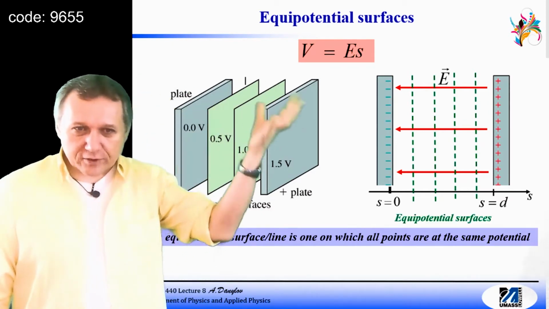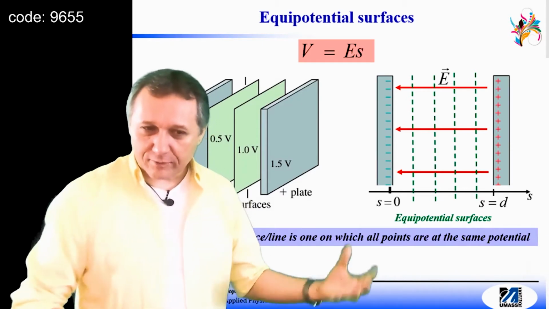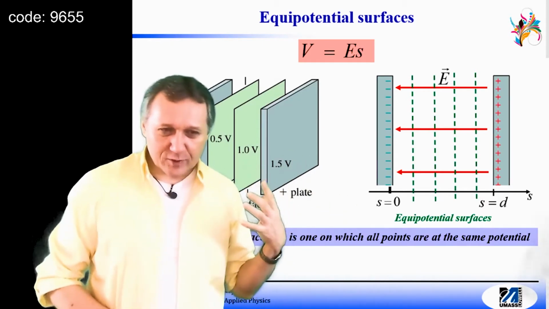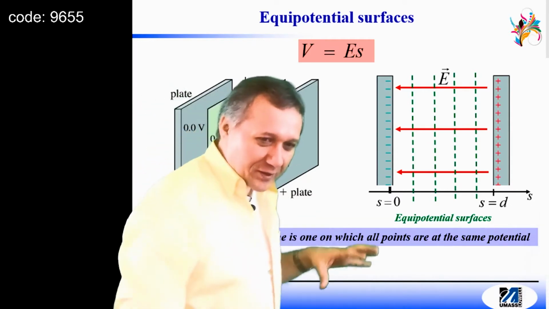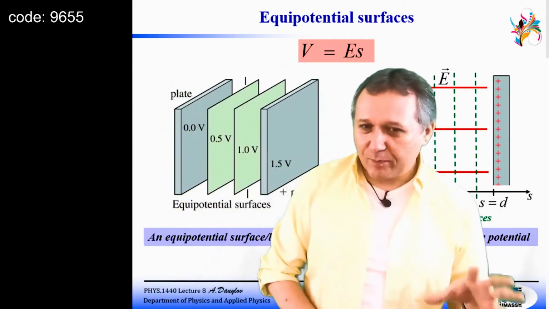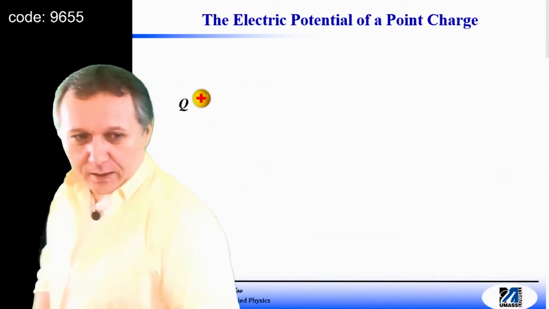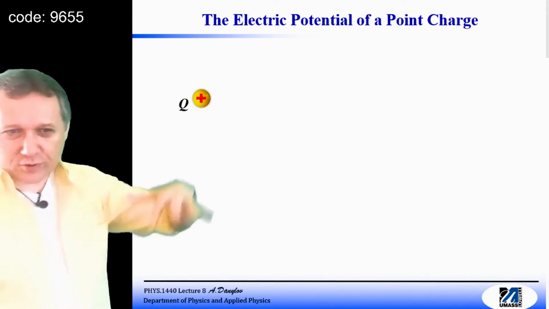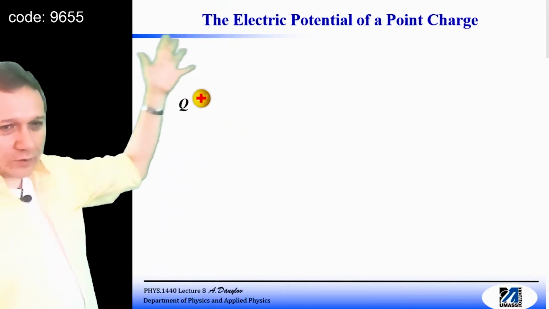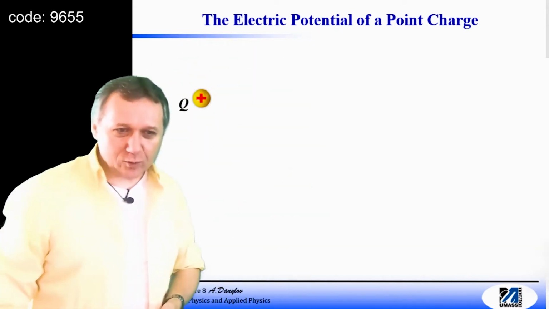After introducing these very useful lines, we still have one system which we need to discuss: the point charge. What's the expression for the electric potential created by a point charge? Let's assume it's positive. Of course, it creates an electric field, so the whole volume is filled with this electric field.